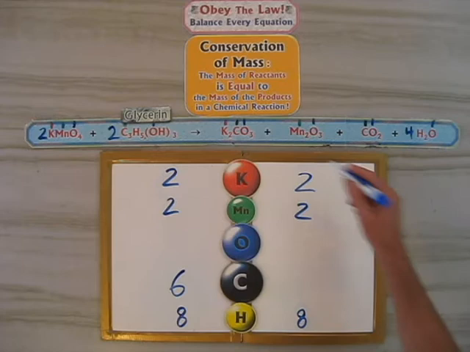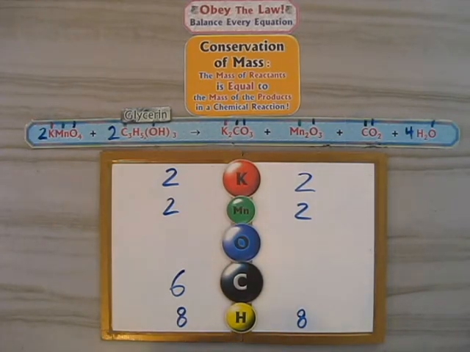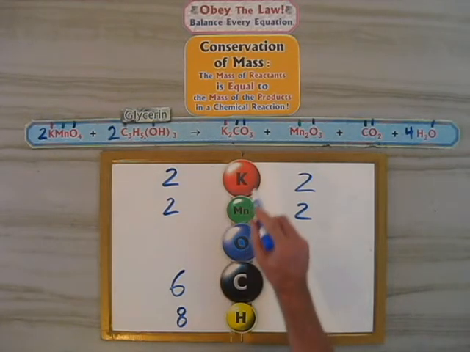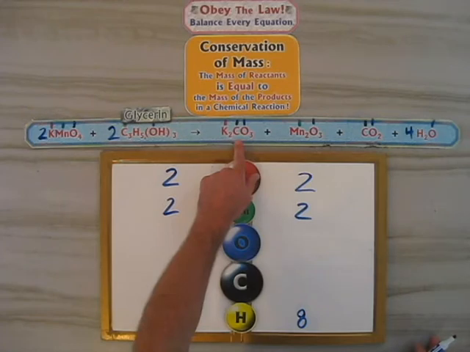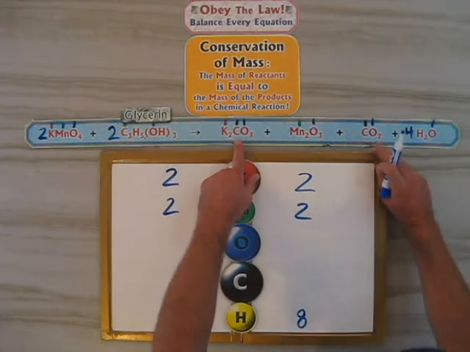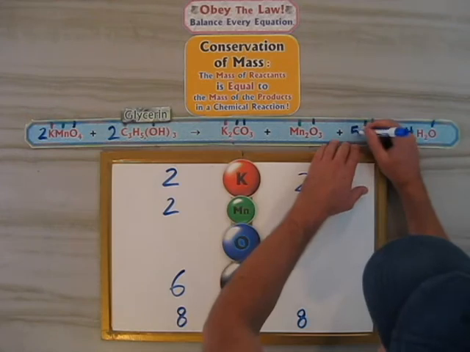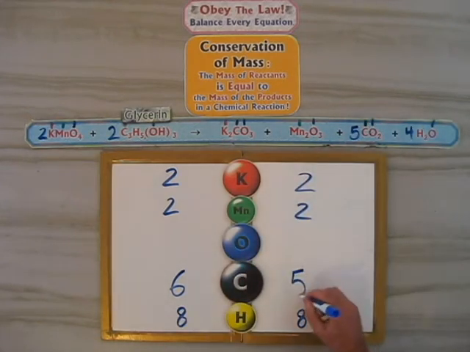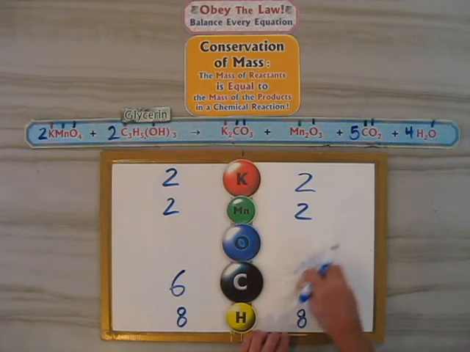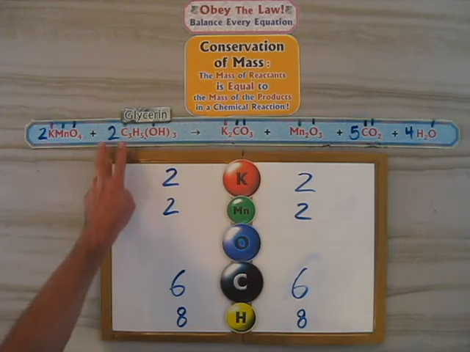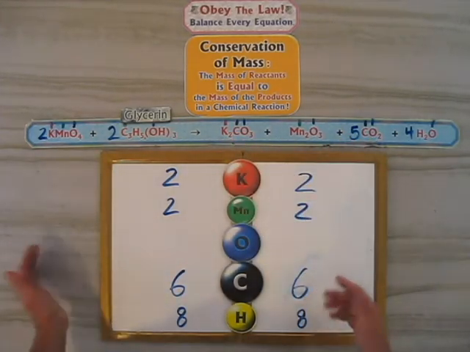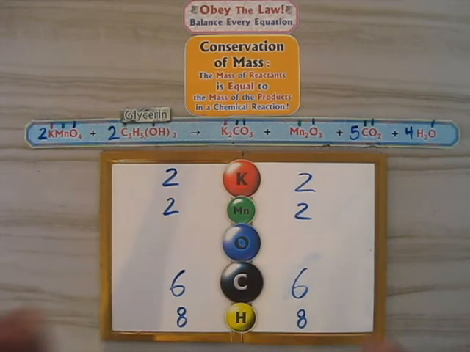How can I make this into 6 carbon? Well, the easy way would be to not mess with the potassium or the manganese, but only mess with this one. If this is only 1 carbon, then I could make this 5 of them. 5 plus 1 is 6, so then they're balanced. So we've got 6 carbon, 5 carbon and 1 carbon, 6 carbon. We've got potassium, manganese, carbon, hydrogen, all balanced.